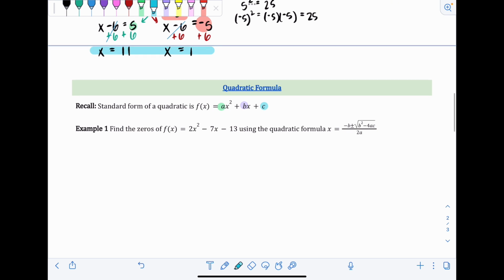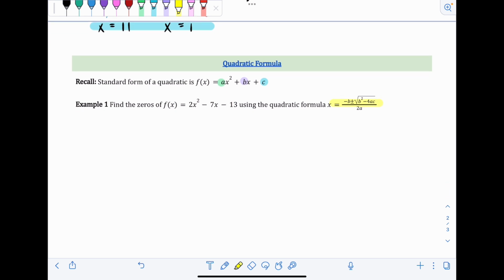So example 1, find the zeros of f of x equals 2x squared minus 7x minus 13 using the quadratic formula, which is over here. It's x equals negative b plus or minus the square root of b squared minus 4ac all over 2a. Okay, so find the zeros means we put 0 in for f of x. So it'd be 0 equals 2x squared minus 7x minus 13.